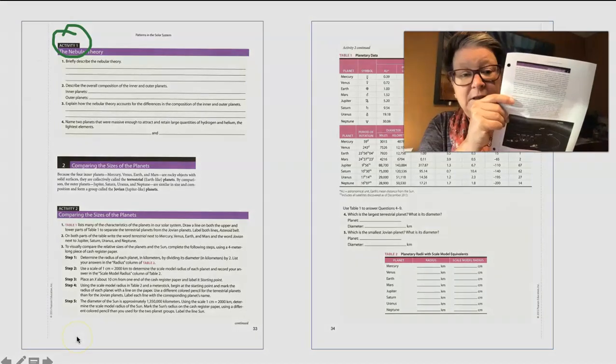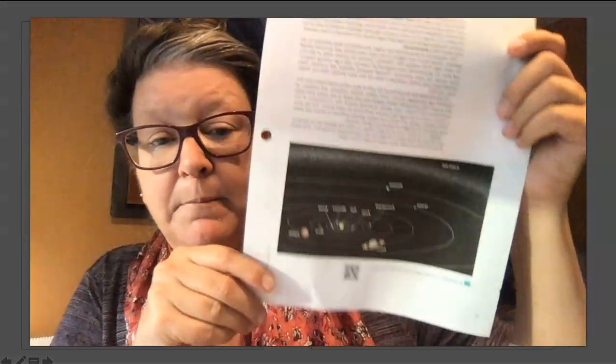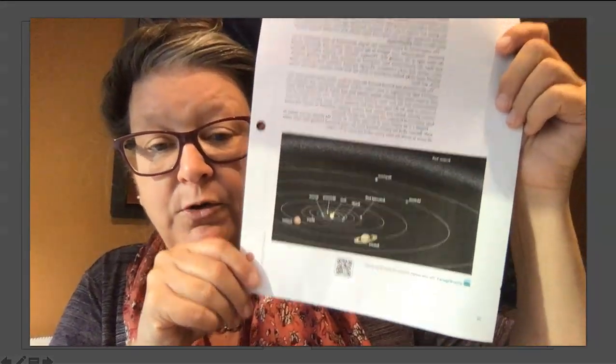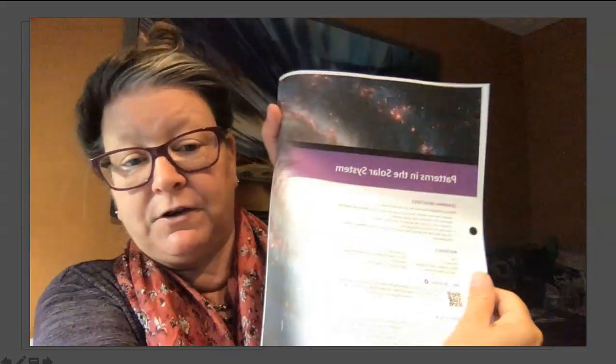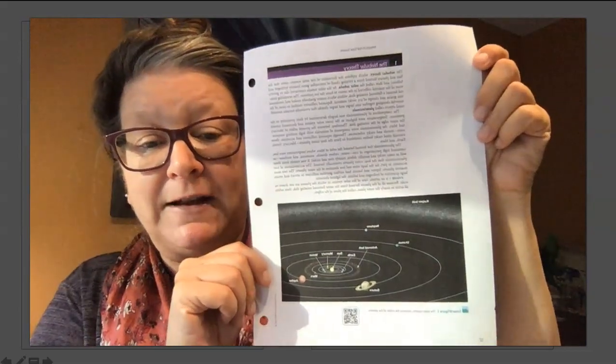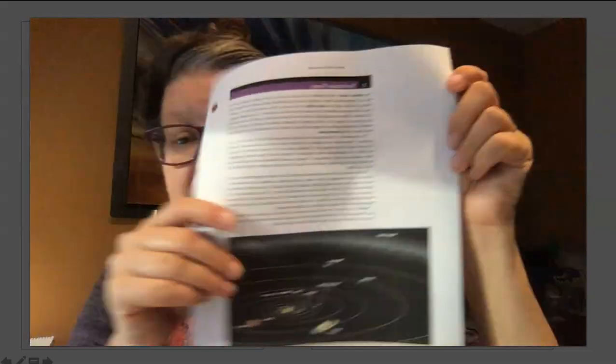So I didn't put this particular page in my PowerPoint, but the page before it, page 32, describes that right here. This is the opening of the lab. This is right after the main page, so that you'll find the answers to that first activity right there.